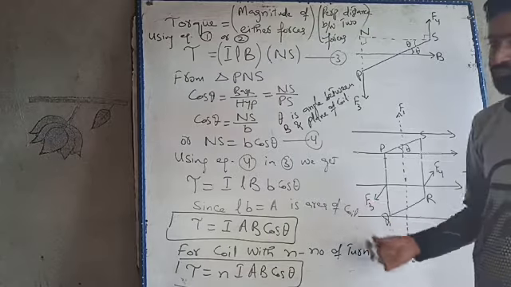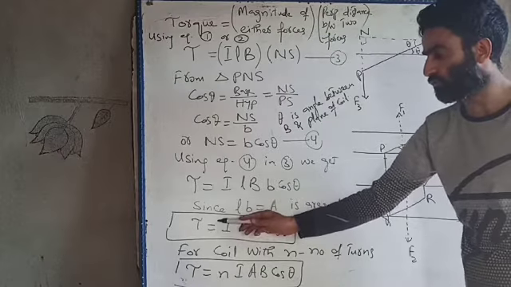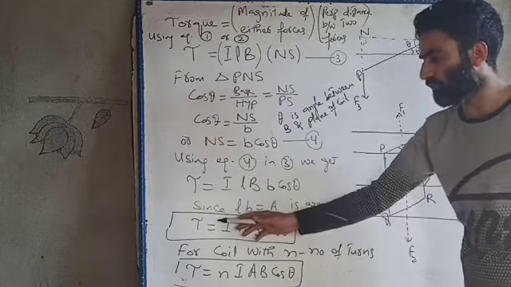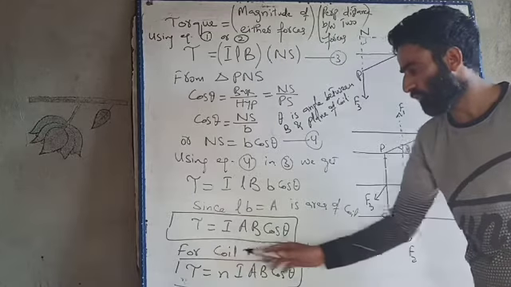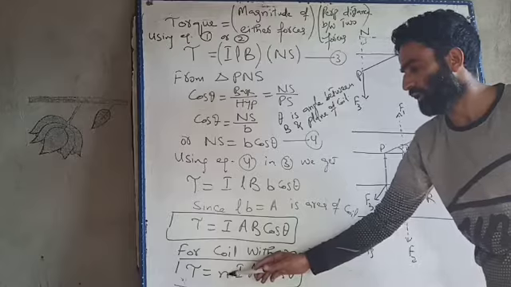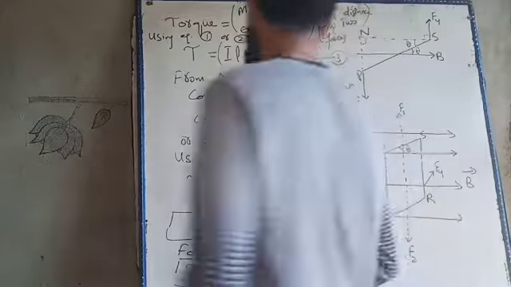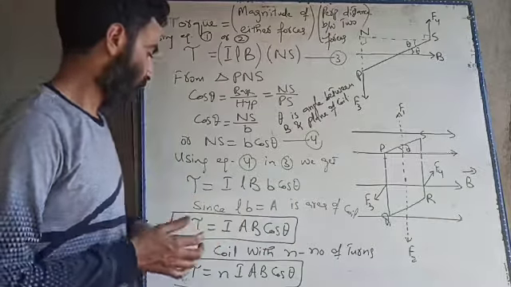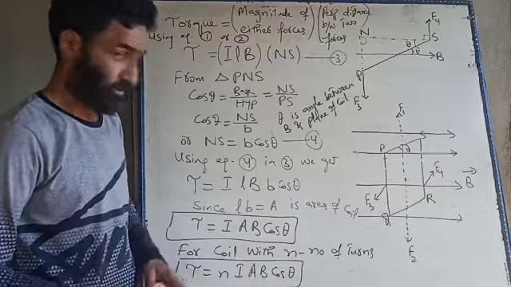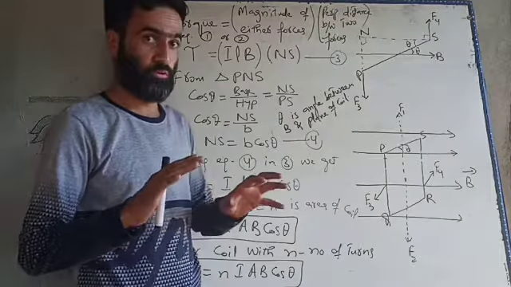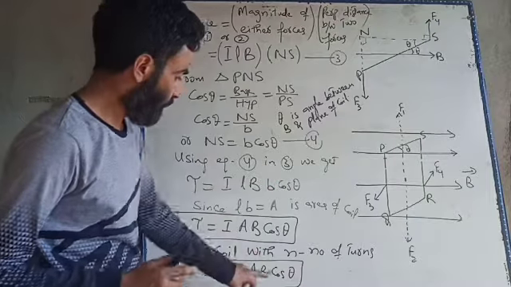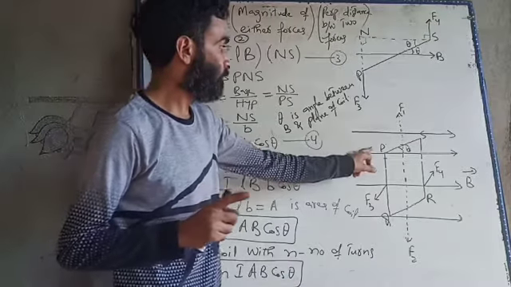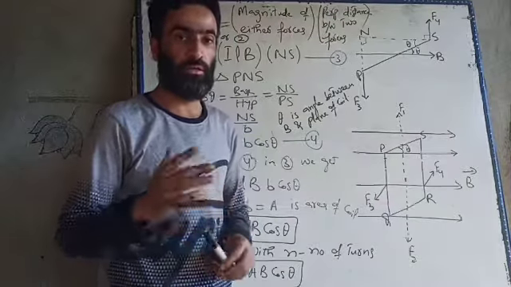For now this was for one turn. If we have 2 turns, we have to multiply it by 2. If we have a coil which has n number of turns, then we have to multiply by the coefficient n. So for a coil with n number of turns, the torque is given by n I A B cos theta. You may see sin theta in some books or notes. This is the confusing thing to keep in mind: here we have the angle theta, which is the angle between the plane of the coil and the direction of the magnetic field.